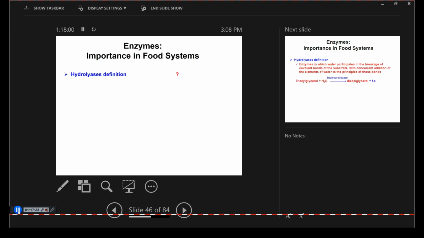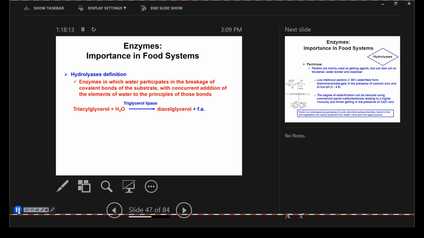So what's the definition of hydrolase enzyme? Here it is. It's an enzyme where water participates in the breakage of a covalent bond of the substrate, and the elements of water become distributed into the products.